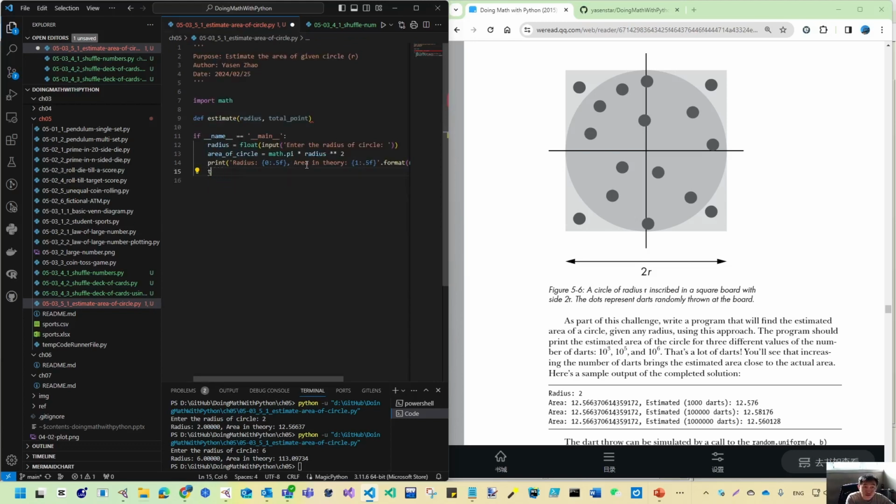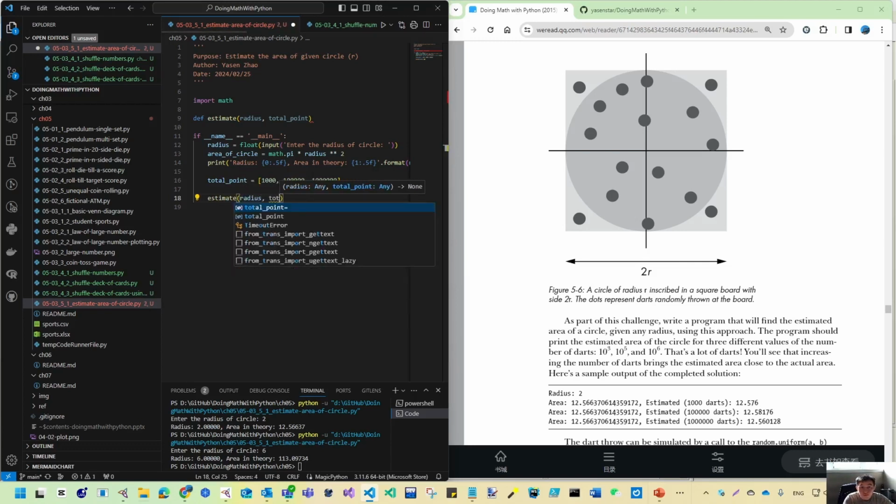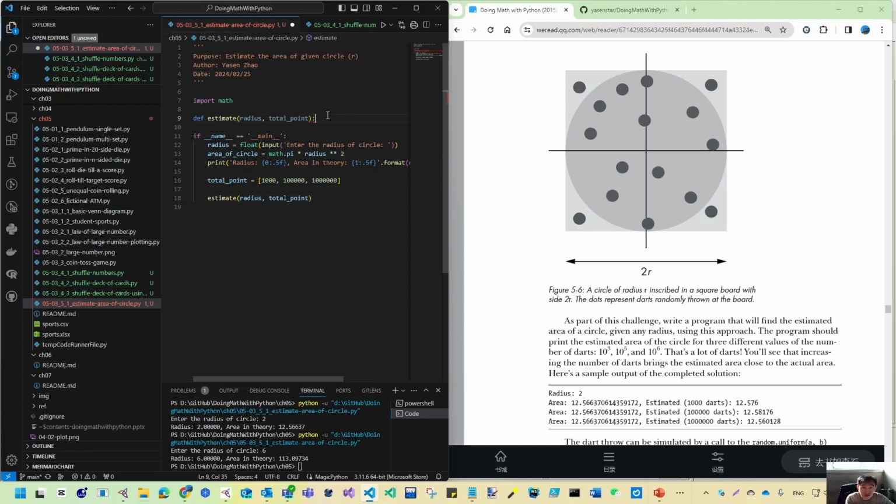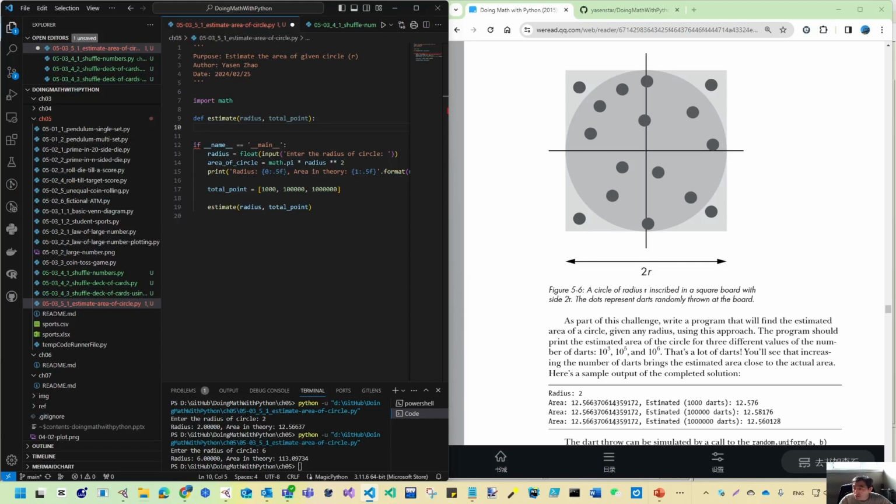But for now, for this sample, we only have these 3. So we put this as a list: 1,000, 100,000, million. So that is our list. Then we send that to here. So we will make this estimate for our current. So we call this estimate with the radius and total points. Total points, bear in mind, is our list. So we will go through it one by one with this for loop.